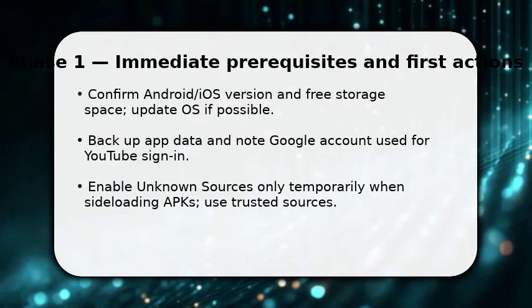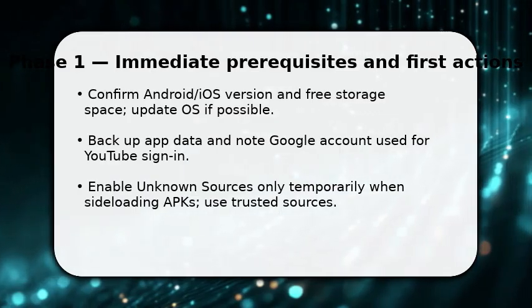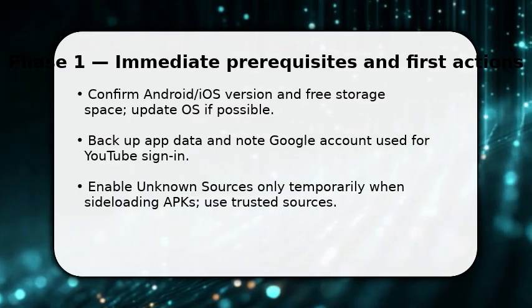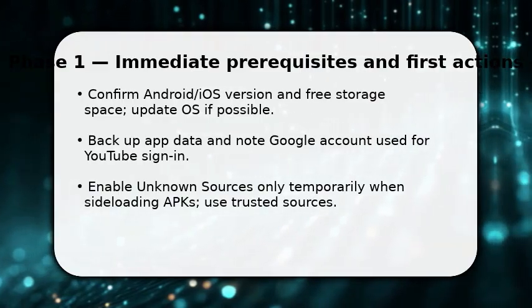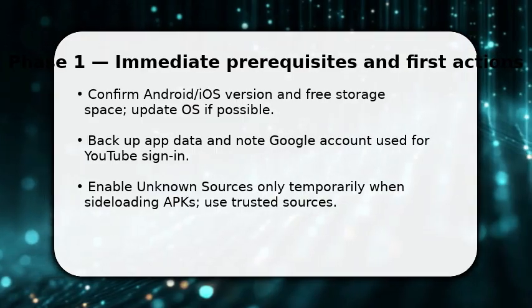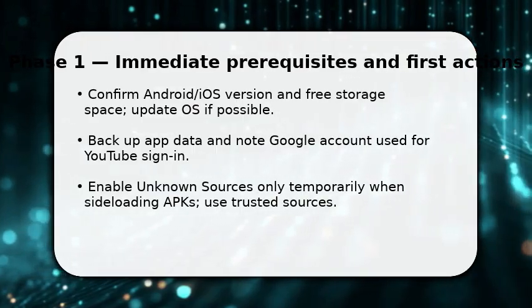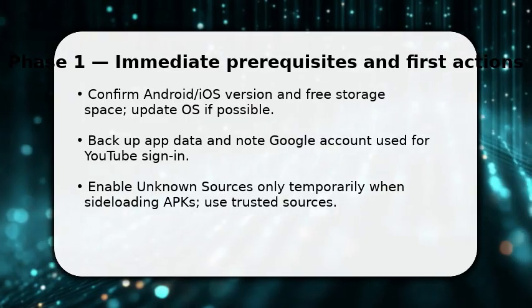You start by checking essential prerequisites. Confirm your device OS version and available storage, because app updates fail when space or OS is incompatible. Next, backup YouTube preferences and note the Google account you use. This preserves subscriptions and history.